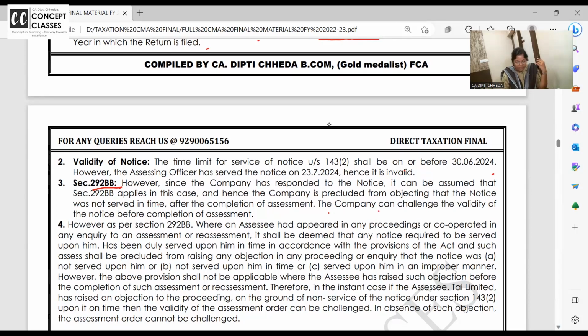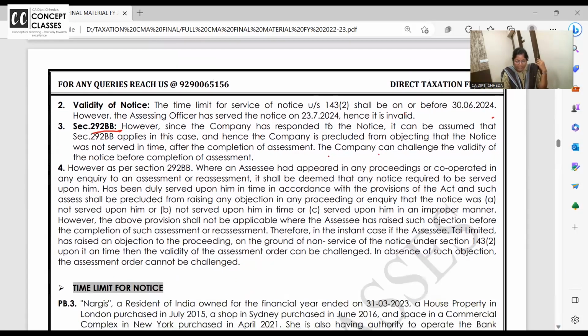The company can challenge the validity of the notice. However, as per section 292BB, where an assessee had appeared in any proceeding or cooperated in any inquiry, it shall be deemed that the notice required to be served has duly been served, and such assessee shall be precluded from raising any objection. Okay, same thing. So whatever objection they have raised, validity, yes, non-service, then you can raise the objection. In the absence of such objection, the assessment cannot be challenged.